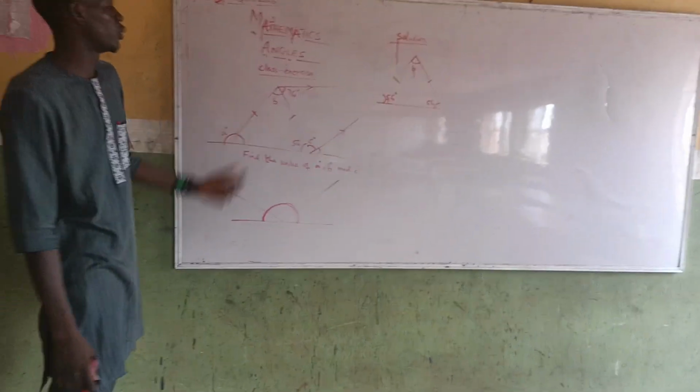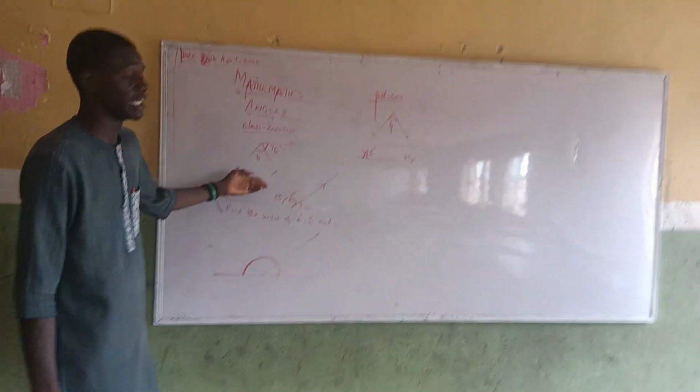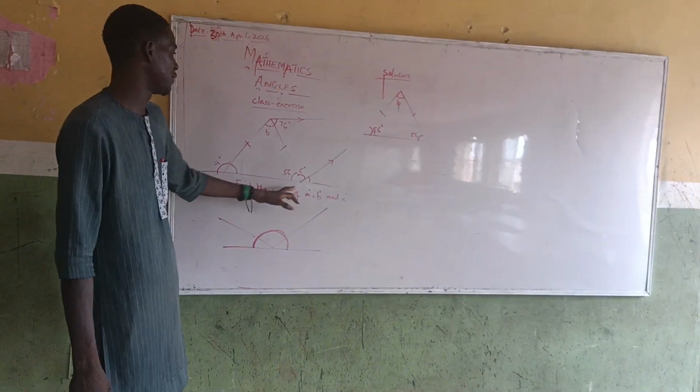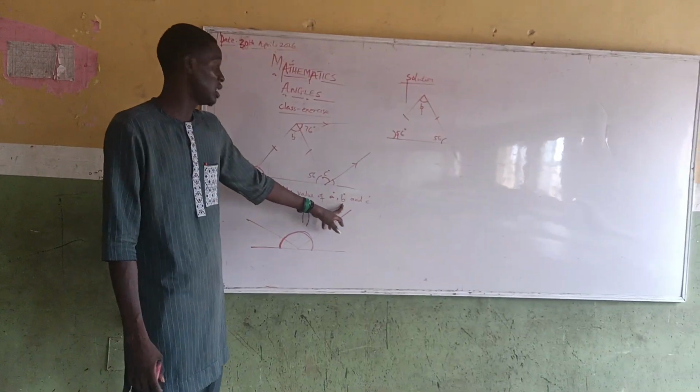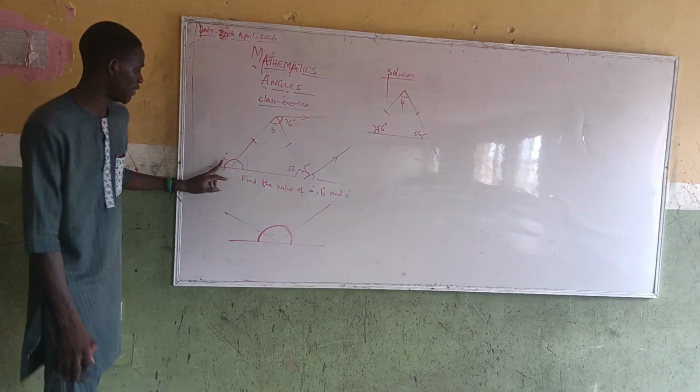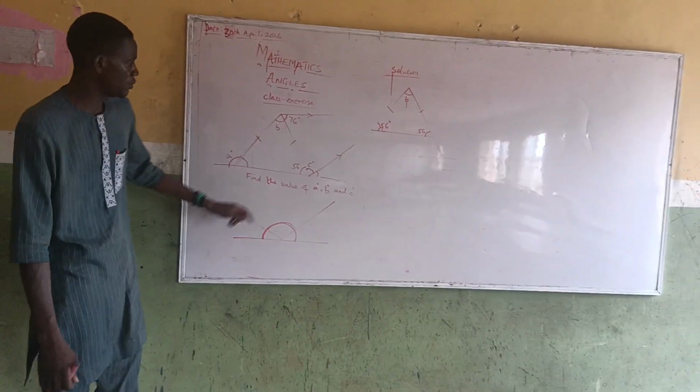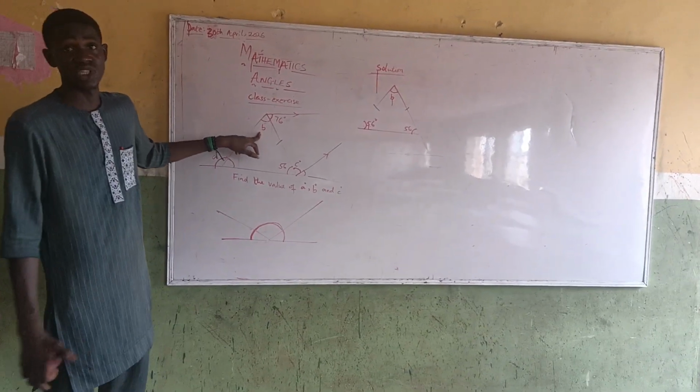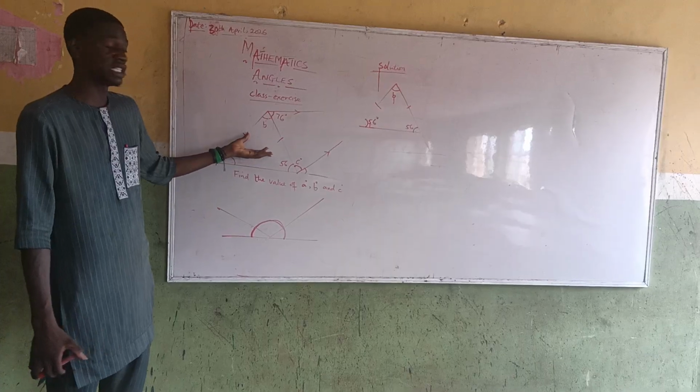This diagram, when you want to answer questions like this, what is the instruction? Find the value of angle A, angle B, and angle C. Where is angle A? You have angle A here. Where is angle B? You have angle B inside the triangle. And what kind of triangle is the triangle?